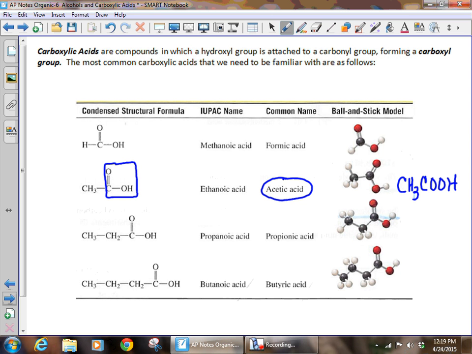More and more on the AP test, though, they're naming it by its IUPAC accepted nomenclature. So the International Union of Pure and Applied Chemistry, I believe, is what that stands for. And it's called ethanoic acid because it has 2 carbons. Formic acid, we see written as HCOOH many times. Formic acid, they usually call on the AP test now methanoic acid because it only has 1 carbon.